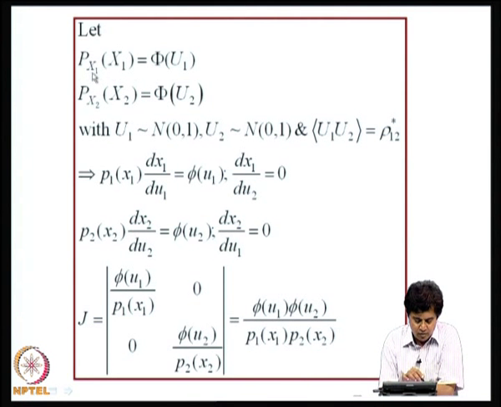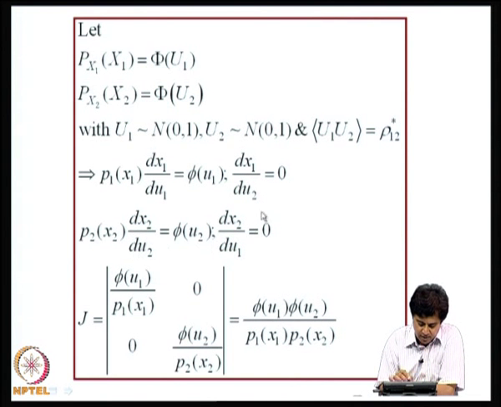So, here what we do is we define Px1 of x1 as phi of u1, Px2 of x2 as phi of u2, where u1 and u2 are, not IID, sorry, they are standard normal with 0 mean and unit standard deviation, but they are correlated, with correlation coefficient rho 1 2 star. This correlation is unknown. What I know is the correlation between x1 and x2. So, I need to develop a method to find the correlation between u1 and u2, so that the correlation between x1 and x2 will meet the specified target value.